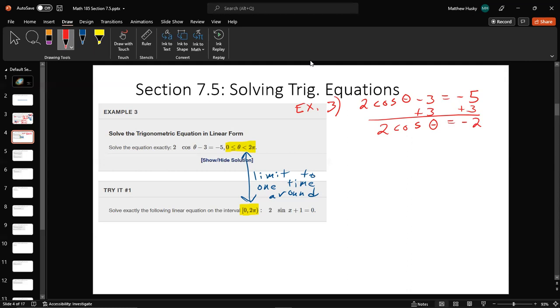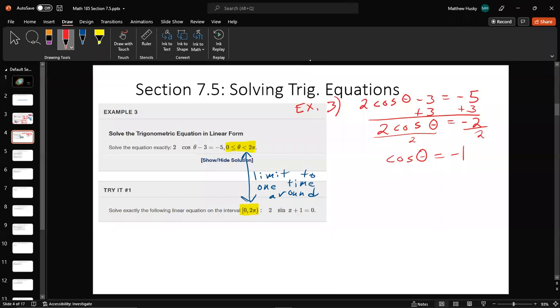Okay, so far so good. Now, we're multiplying by 2. What do you normally do when you solve an equation? You divide by 2. So you divide this side by 2, you divide that side by 2. When you do that, cosine of theta will equal -1.